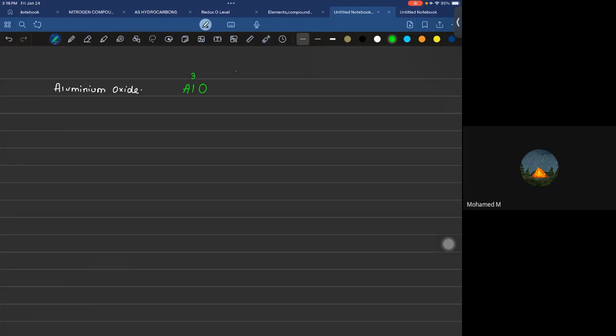And oxygen, oh, sorry, oxygen is in group 6. Oh, no, yeah, group 5. 1, 2, 3. It's in group 6. Okay, and the valency for group 6 is 2. So it will be Al₂O₃. Exactly.